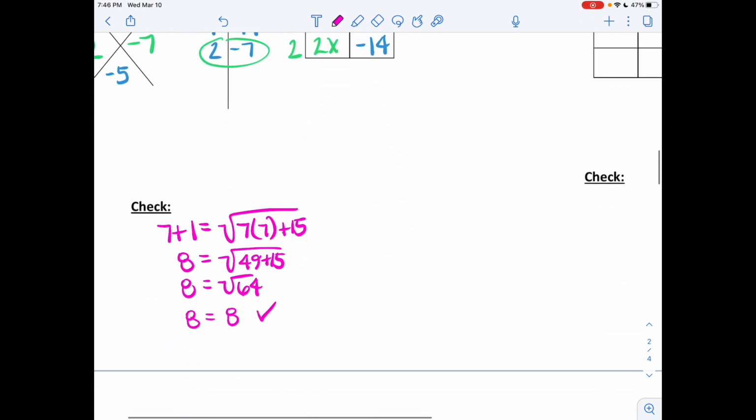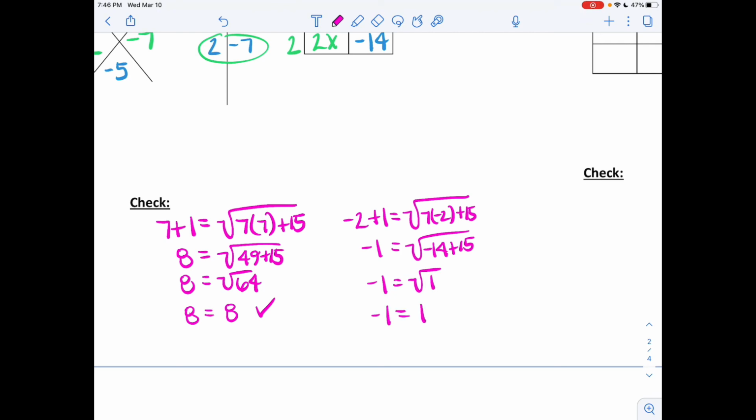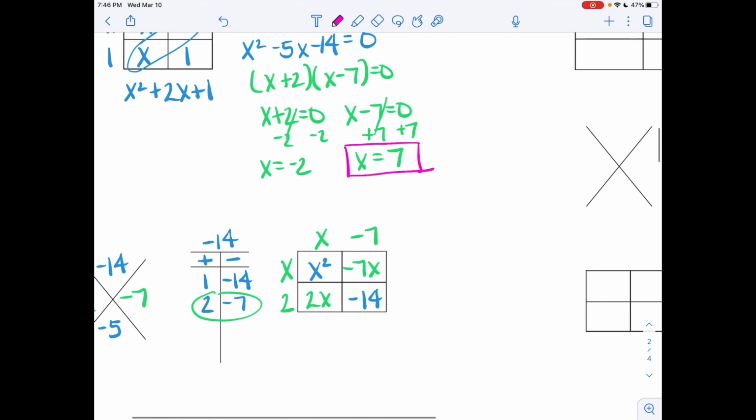Let's check negative 2 now. So now, instead of substituting a 7, I'll substitute negative 2 everywhere I see x. Negative 2 plus 1 is equal to the square root of 7 times negative 2 plus 15. Negative 2 plus 1 is negative 1, and I have negative 14 plus 15, which is going to give me square root of 1, and the square root of 1 is 1. This is not equal. Let's put a big ol' X by that. Negative 1 is definitely not equal to 1, so we are going to cross out this negative 2 and say that it's extraneous.